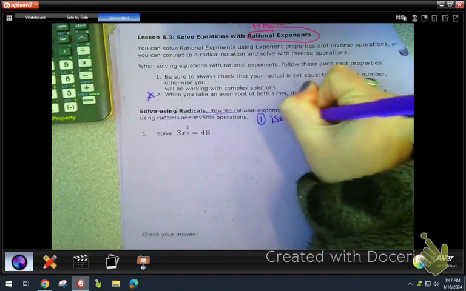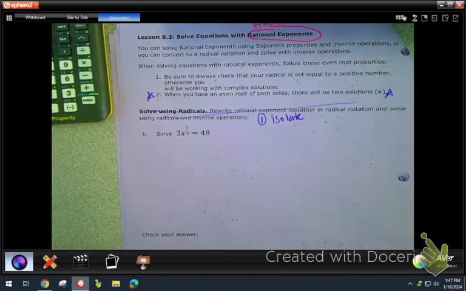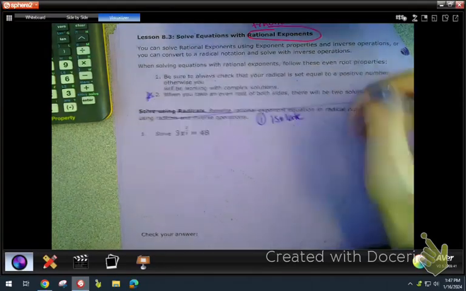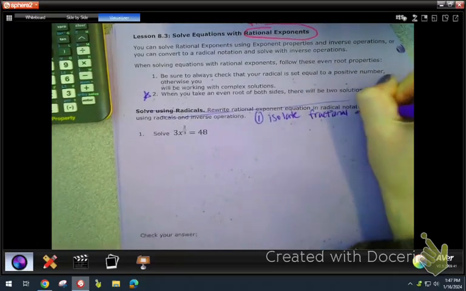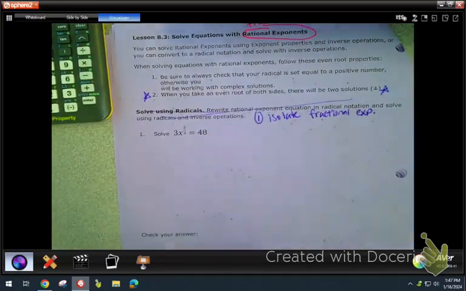Isolate, which is technically still the same first step as last time. We isolated the radicals. This time I'm going to say isolate the fractional exponent. And understand, too, your test, kind of like the problems in your review, is going to be a mixture. You might have a square root problem, and then a fractional exponent problem. And then you might have a cube root, and then another fractional.